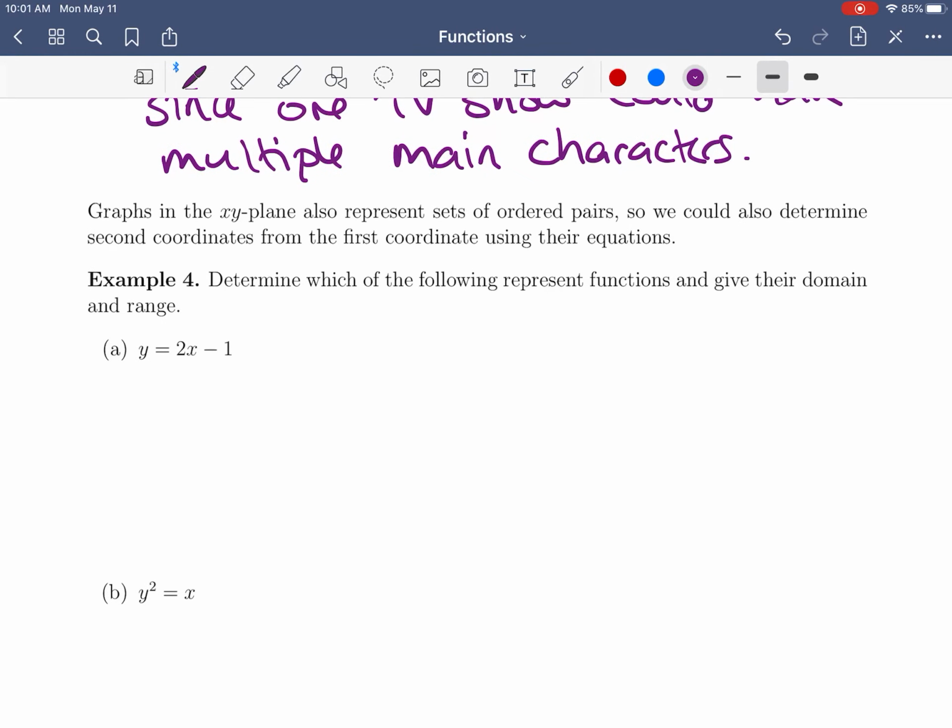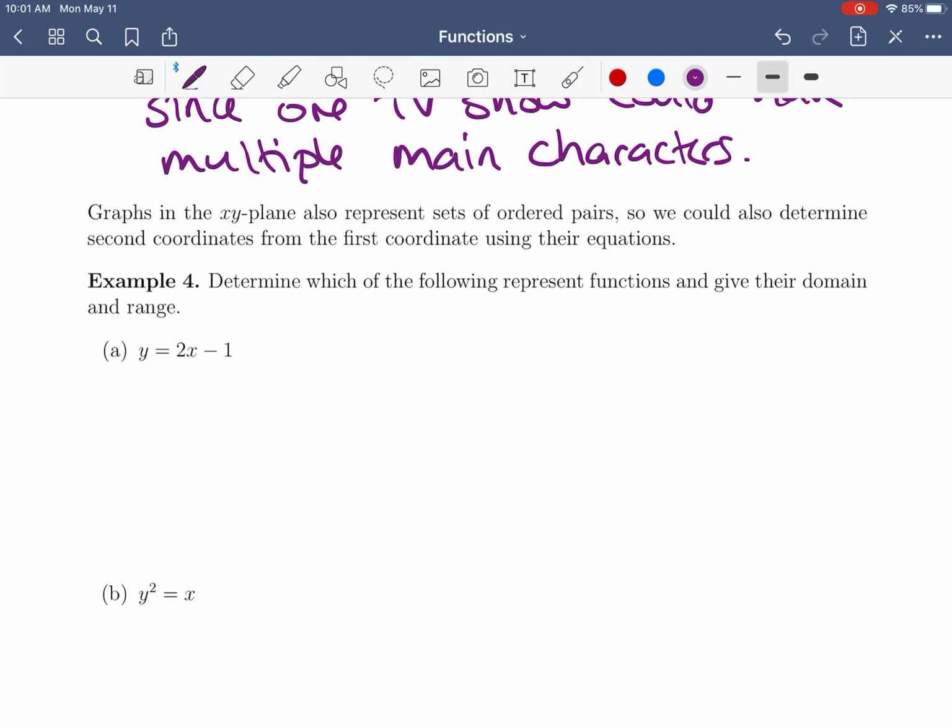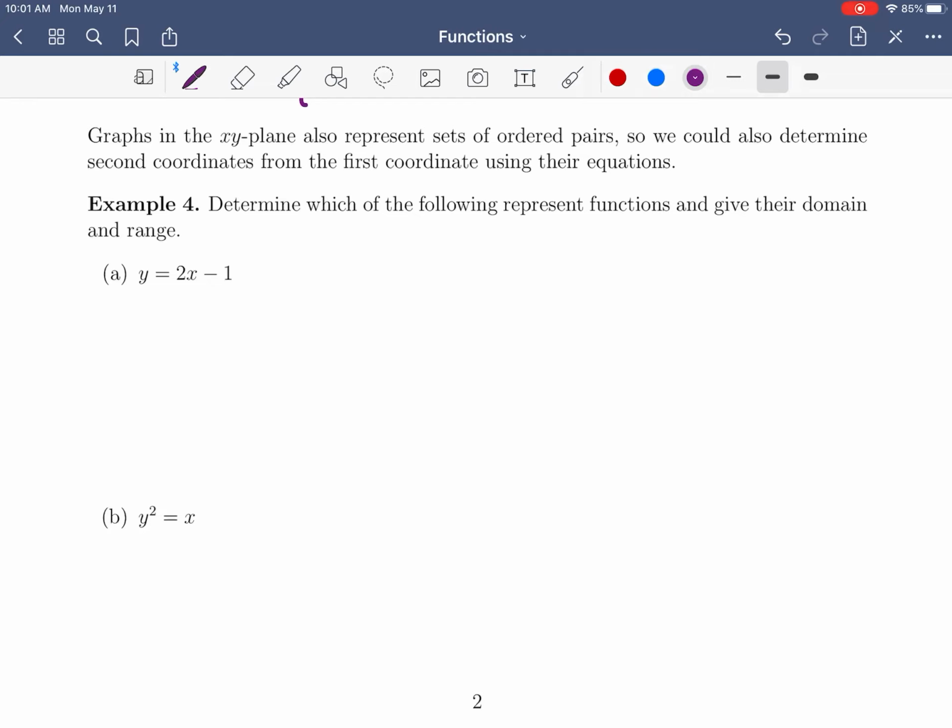Okay, now let's try and move to graphs. How does this all relate to the functions we're used to? Well, you can use the equation to find the second coordinate given your first coordinate. So you still have these pairs. It's just that maybe there's lots and lots of possible x's. So we want to determine whether or not each of these is a function with their domain and range.